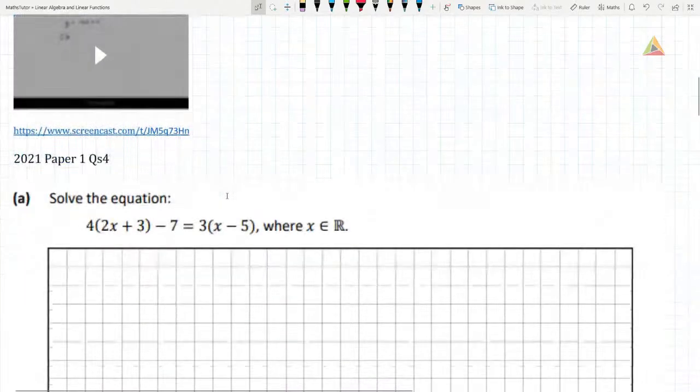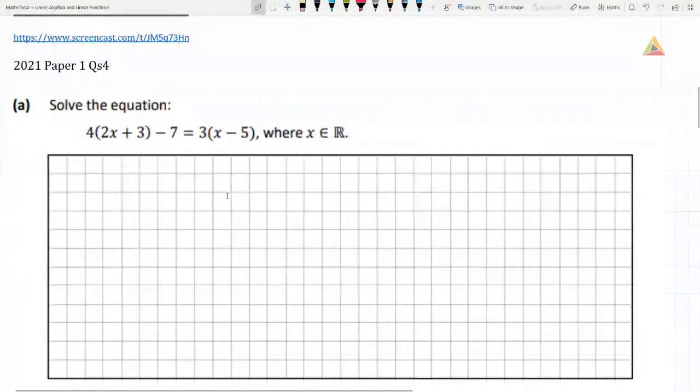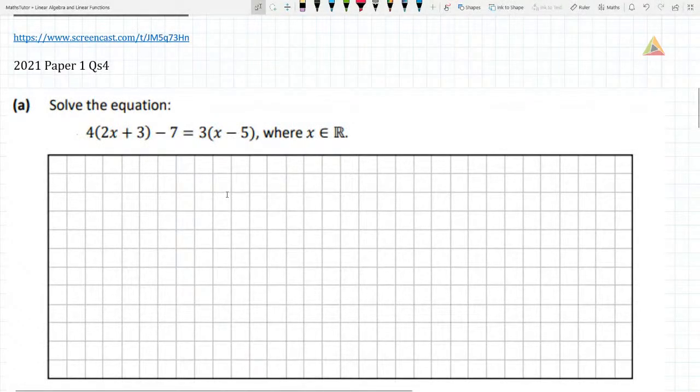Today then we're going to look at a couple of questions from the papers, and the first one we're going to start with here is 2021. Linear algebra often comes up on paper 1, but we are going to see that we can also come across it in paper 2 in different places, not normally as a standalone question. So here in paper 1 we'll see a lot of standalone questions.